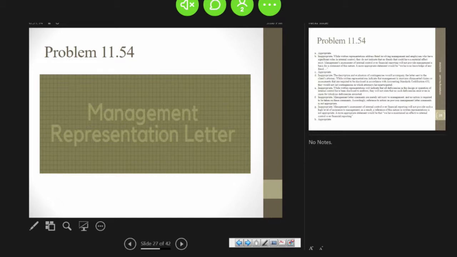What about C? It's appropriate. Why do you think so? Because they don't say it's perfect, they just say it's effective. But that doesn't mean that there weren't any mess ups. Exactly.